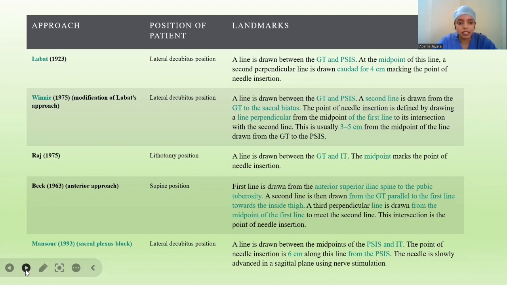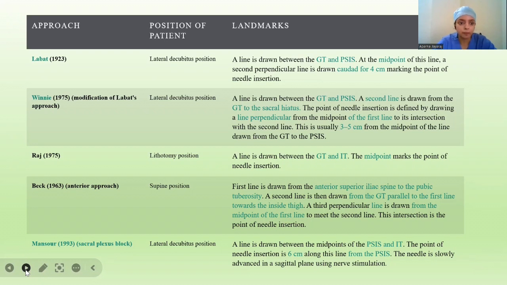The next comes the Labat's approach. In Labat's approach, the patient is kept in lateral decubitus position again, and a line is drawn between the greater trochanter and the posterior superior iliac spine. At the midpoint of this line, a second perpendicular line is drawn downwards for about 4 centimeters, and that marks the needle insertion point.